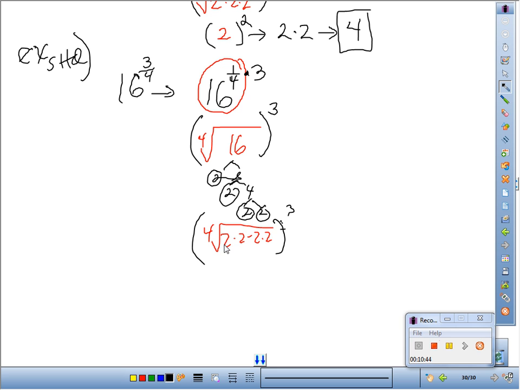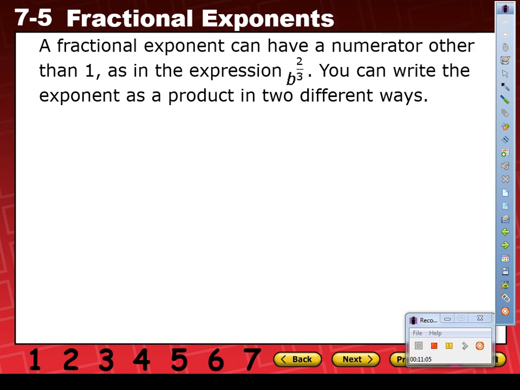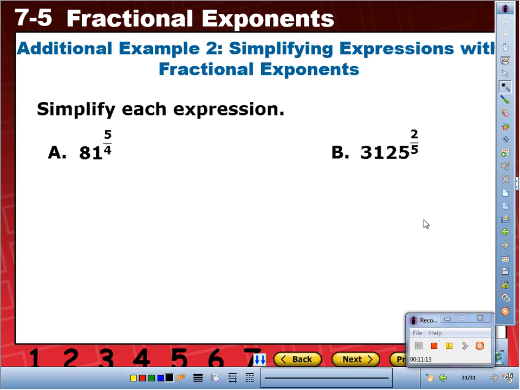Okay. So therefore, what number repeats itself 4 times? The 2. So this is 2 to the 3rd power. So this becomes 2 times 2 times 2, which is 8. Okay? Let's try another one. Copy this one down. See if you can do those two by yourself. We got simplify each expression. A is 81 to the 5/4, and B is 3,125 to the 2/5. Go.